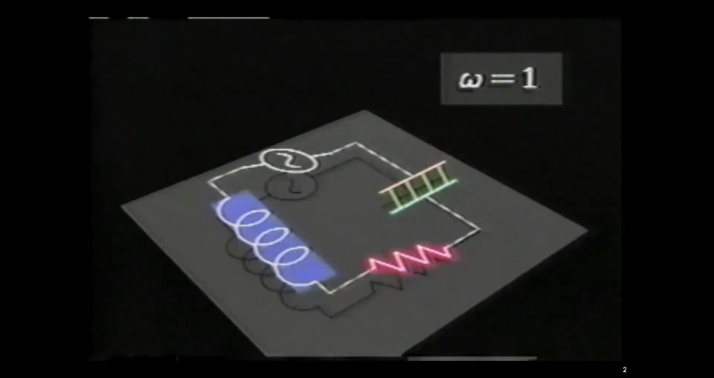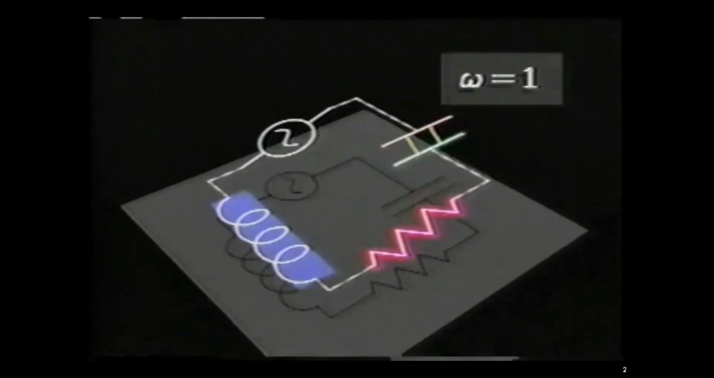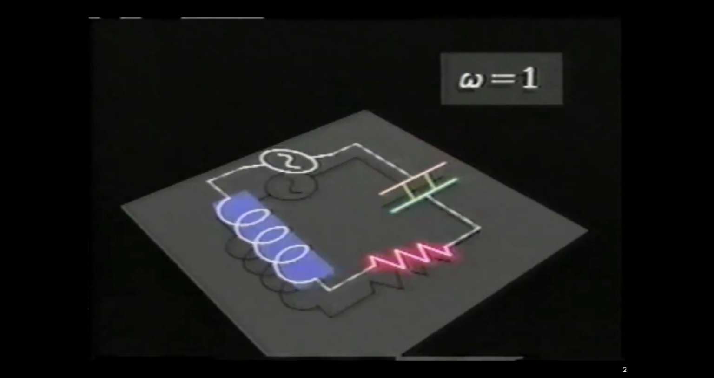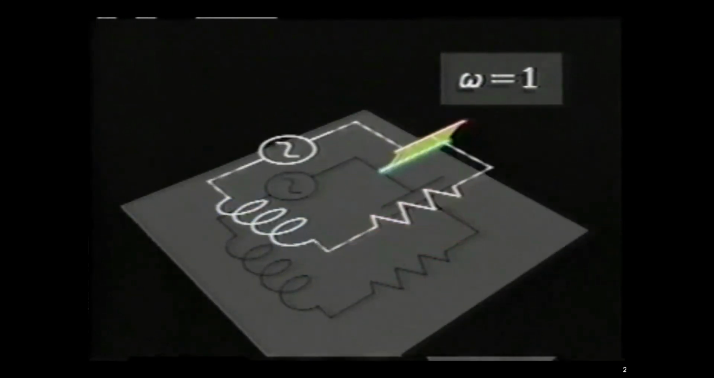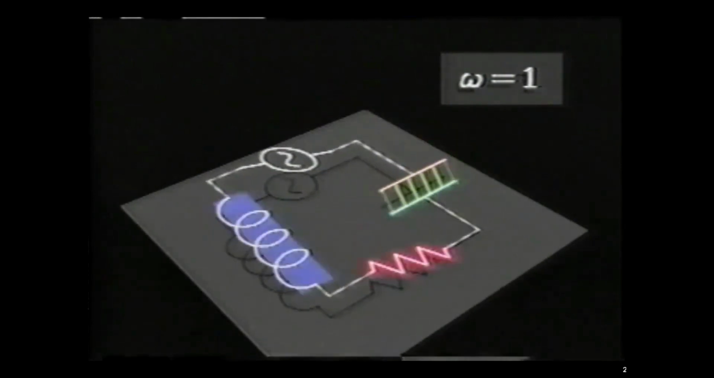But if the frequency is just right, in other words, at the resonant frequency, a quite large current flows. The capacitor charges and discharges. Current builds up and reverses in the inductor, and the resistor burns up enough energy to keep the oscillations under control.